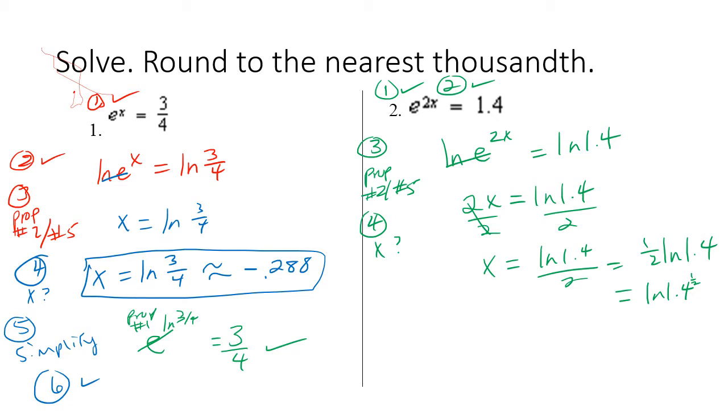Step 5, some other forms being simplified. Step 5. And then step 6 is to check it. So if I want to check it in the original, I have e to the 2 times, I'm going to use 1/2 natural log 1.4. 2 times a half is 1. E to the natural log undoes it, and I'm left with 1.4, which lets me know that I did it correctly.